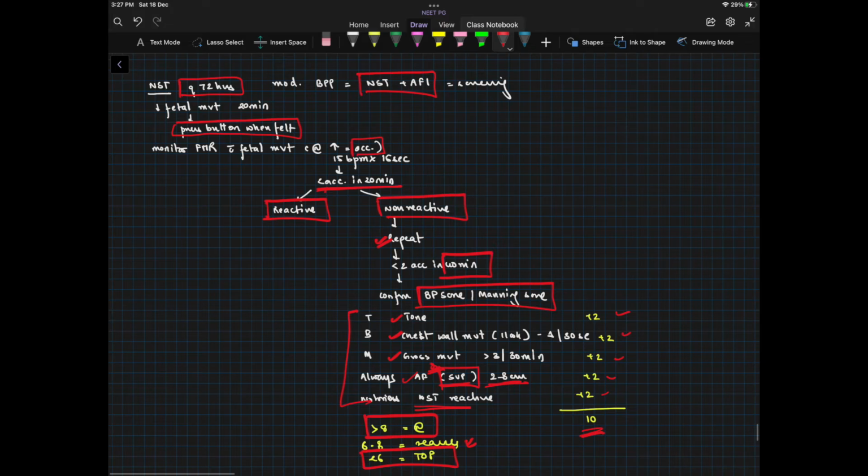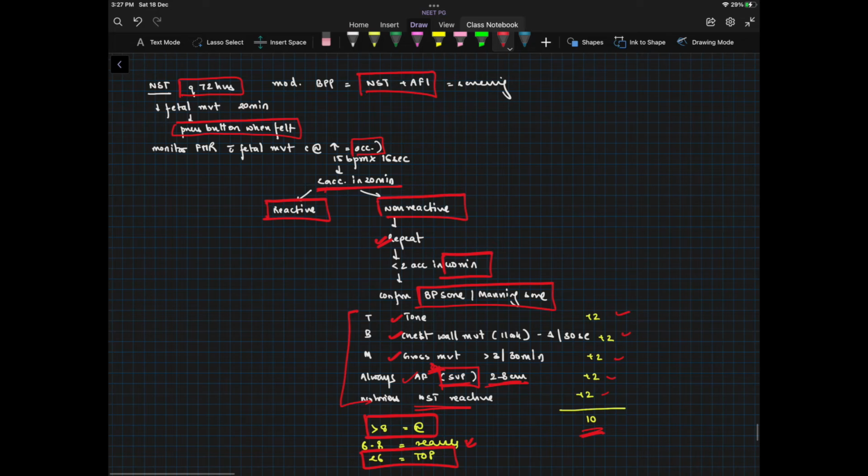Then AFI, right? Sorry, amniotic fluid, which is measured by, this is very important, single deep vertical pocket. It should be 2 to 8 centimeters, and N is NST, non-reactive, right? Every one of these parameters is given a score of 2, and out of 10 the Manning score is calculated. More than 8 is normal. Between 6 to 8 it needs to be reassessed, but if the score is less than 6, we say it is a poor biophysical score, and termination of pregnancy is advised.